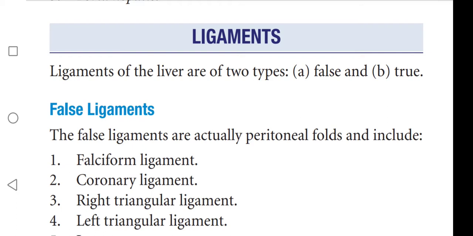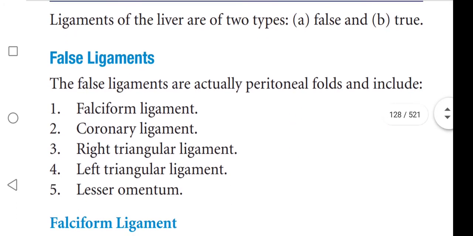In this video we are going to learn about the ligaments of the liver. The ligaments of the liver are of two types, false and true ligaments. False ligaments are actually peritoneal folds and include falciform ligament, coronary ligament, right triangular ligament, left triangular ligament, lesser omentum.